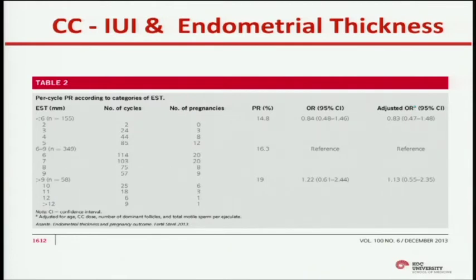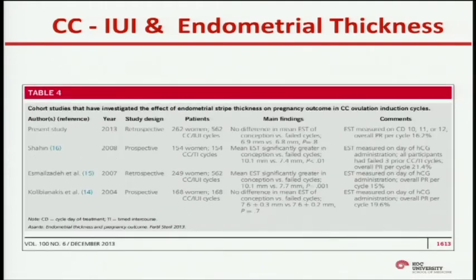Okay, there are some reports suggesting a thicker endometrium is associated with worse outcome as well. Okay, and when they take the 6 to 9 millimeters as the reference, there is no significant difference in adjusted analysis in pregnancy rates in IUI cycles based on endometrial thickness. And the authors did a review of the studies published thus far. And this is the one actually I like the most.